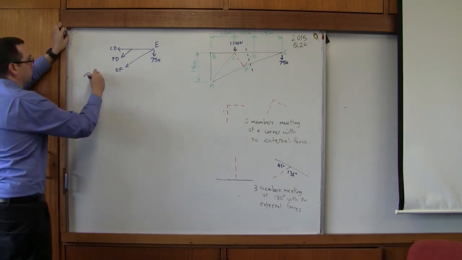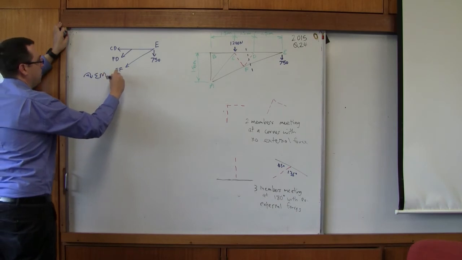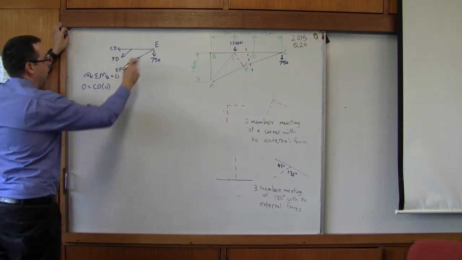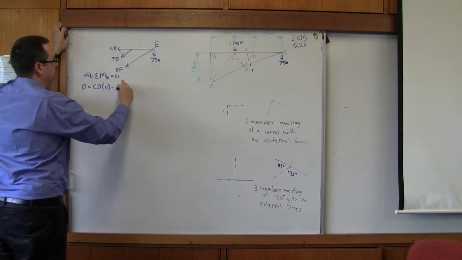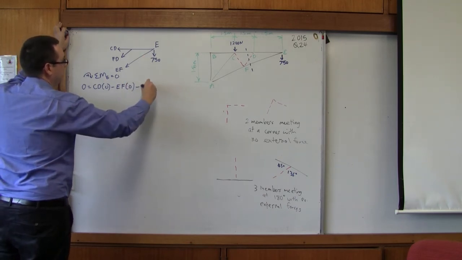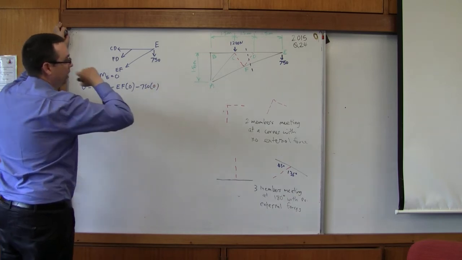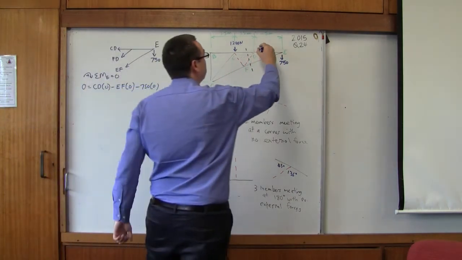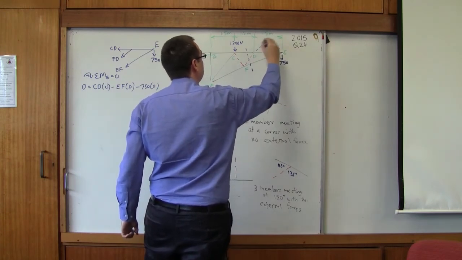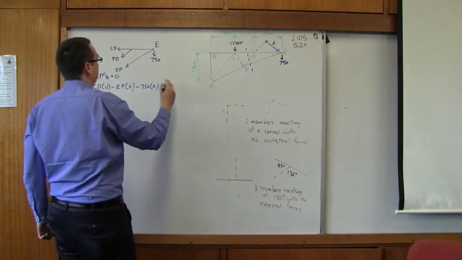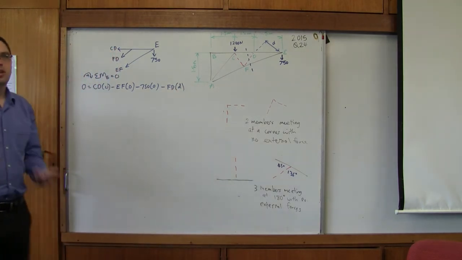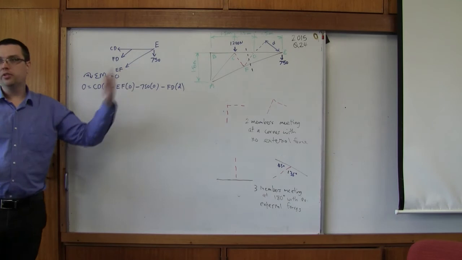Everything is going to multiply by 0. So if we do the sum of the moments about E equals 0, we're going to have 0 equals CD times 0 plus EF times 0, 750 times 0, and then we're going to have some number. We'd have to figure out what this distance is, whatever this distance D is. We might still have to do that in a second. And we'll have FD times D. Right? Do you see how it's going to be 0, 0, 0, FD equals 0?